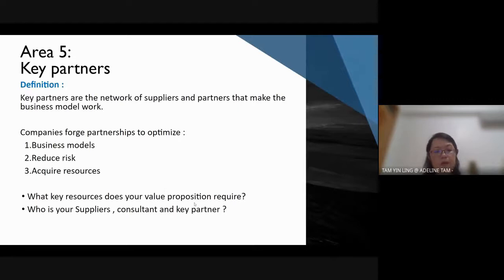For example, if I want to provide a cheaper product, refer back to number one, if I want to prepare a cheaper value product, what resources do I need? And who is your supplier, consultant, or key partners? Like I say, your grandmother and your mother provide you with consultation, they are your key partners actually.